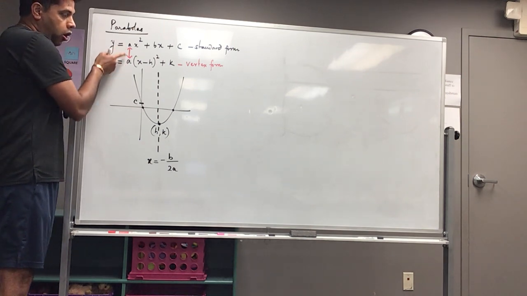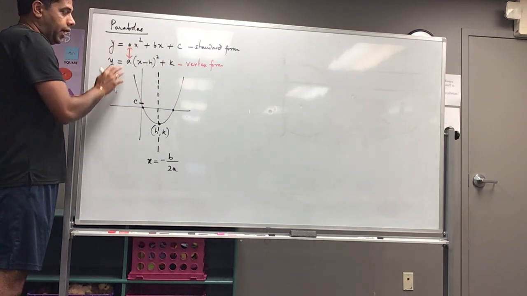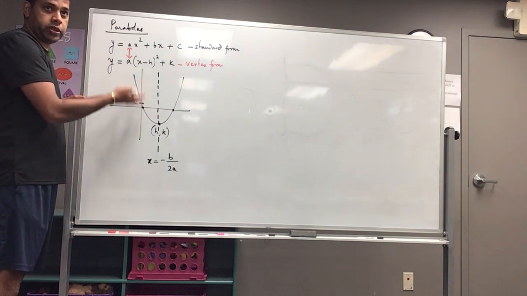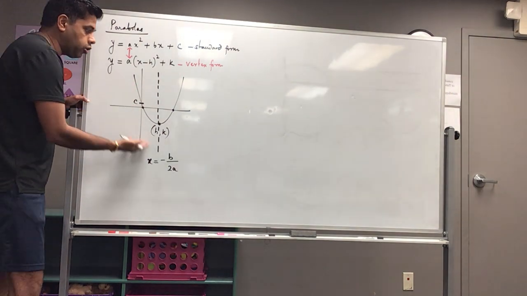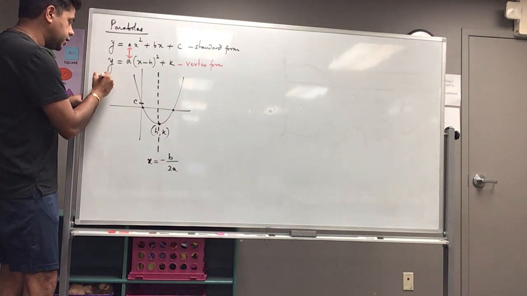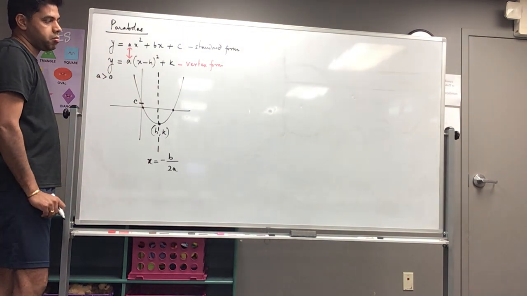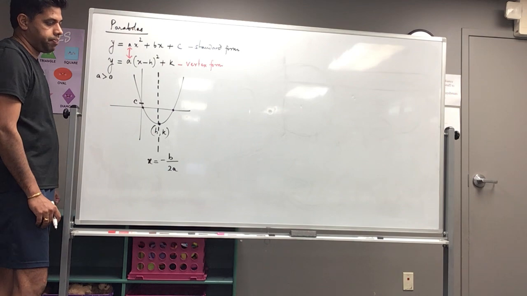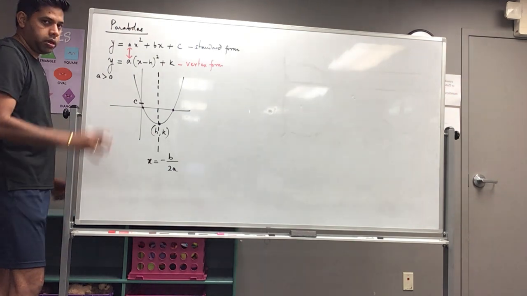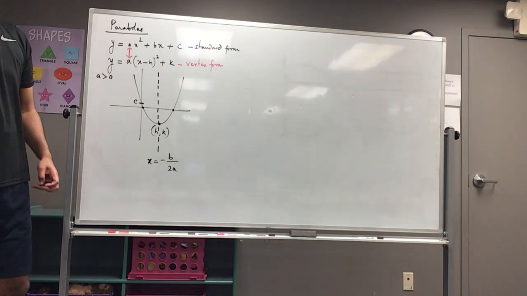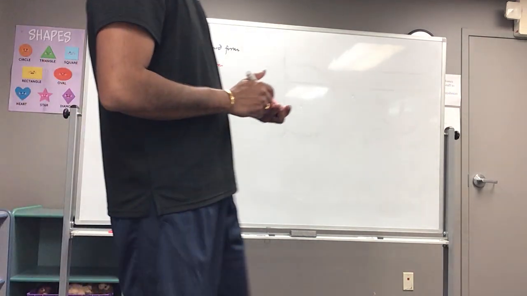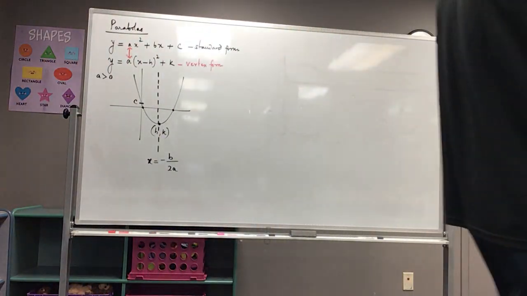A is the only thing that's common. A decides the direction of the parabola, right? A decides the direction. So if it opens up, A is greater than 0. Okay? First go ahead and write this.